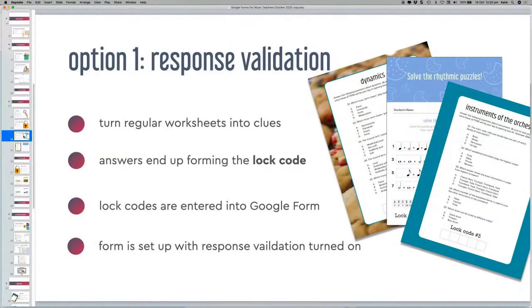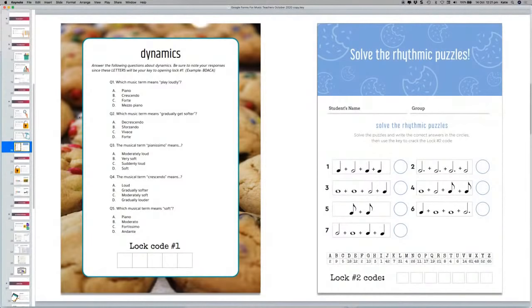Now, what I've done in the past is a really simple version of an escape room where I've taken a series of regular worksheets and made them into the clues. And then the answers to the whole page of worksheets forms a code. So I'm going to show you the examples here a little bit bigger on the next slide, but basically they're going to solve a series of questions. They'll end up with a code. You enter the code into the form, and the form is set up with response validation turned on. I'll show you this in Forms as well in a second, but before we do that, this is what the worksheet would look like. So this is a regular style worksheet about dynamics, pretty dry and boring.